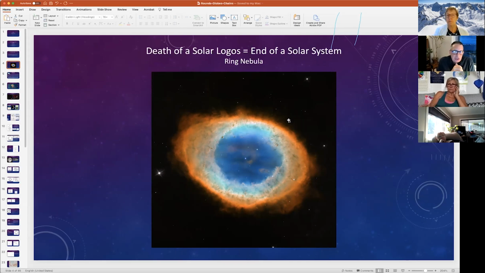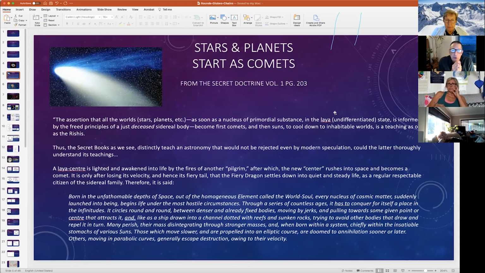But the next statement by HPB suggests that the substance here is a combination of new substance that was brought in and old substance. And how that works is a little bit bizarre. This is an actual quote from the Secret Doctrine talking about how a solar system and the planets form. The assertion that all worlds, stars, planets, etc., as soon as the nucleus of primordial substance in the Laya undifferentiated state is informed by the freed principles of a just deceased sidereal body, becomes first comets and then suns to cool down to inhabitable worlds, is a teaching as old as the rishis.